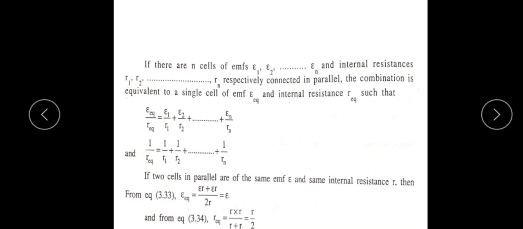If two cells of the same EMF E and the same internal resistance R are in parallel, in such a condition, the E equivalent is equal to E, the EMF. Then R equivalent is equal to R divided by 2.